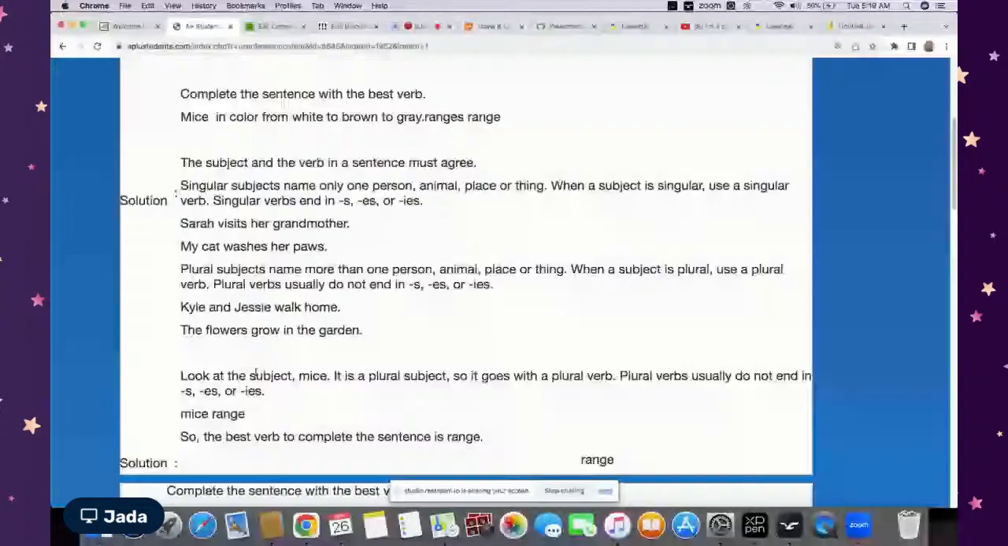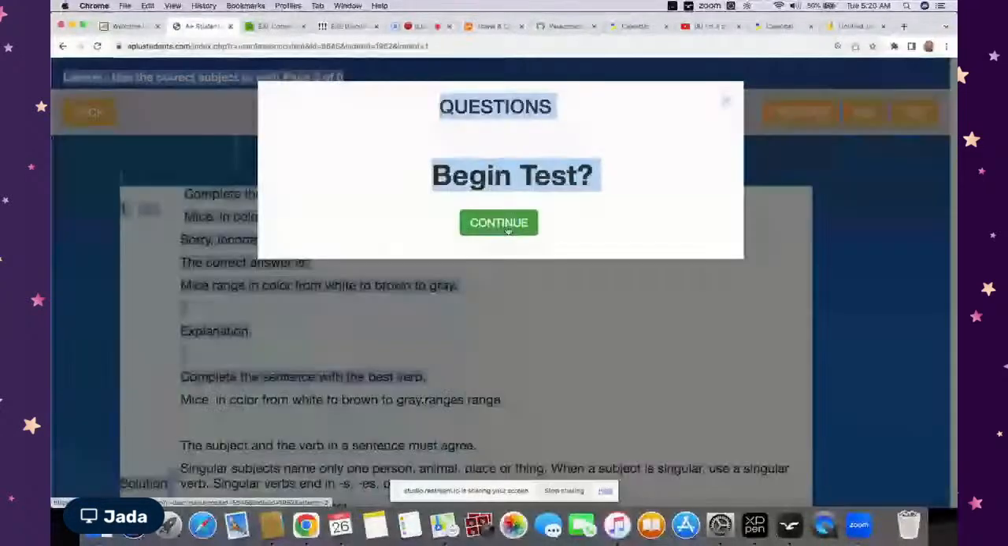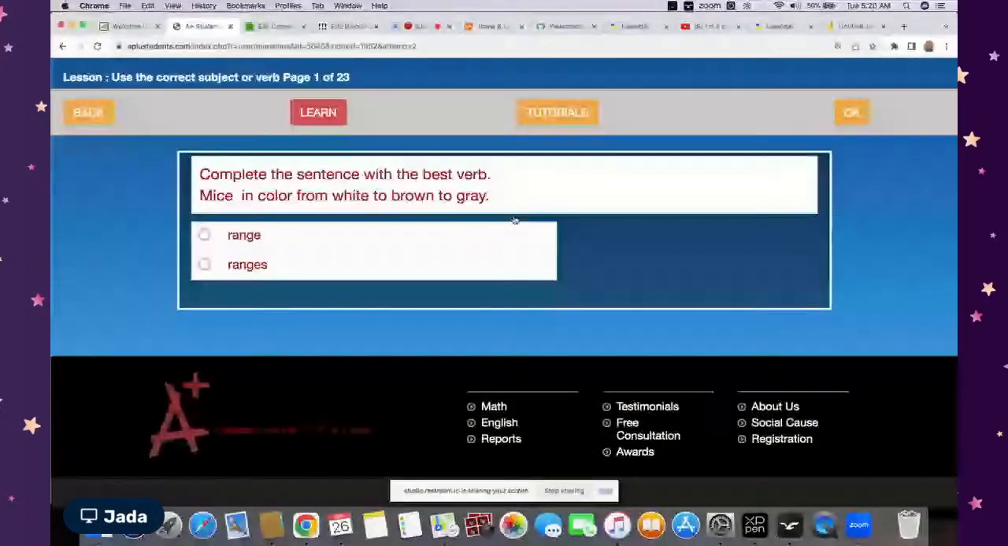So now we're going to move on to the test. We're moving on to the test, so please send in your answers on the chat, okay, so that I know that you're following me and you all know what is going on. I hope you all are listening and I hope you're not distracted on the chat. Just make sure you look at the test questions and send in your answers as we go through the questions, okay? So complete the sentence with the best verb.